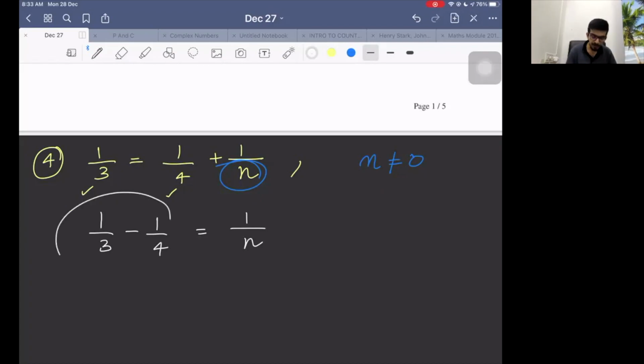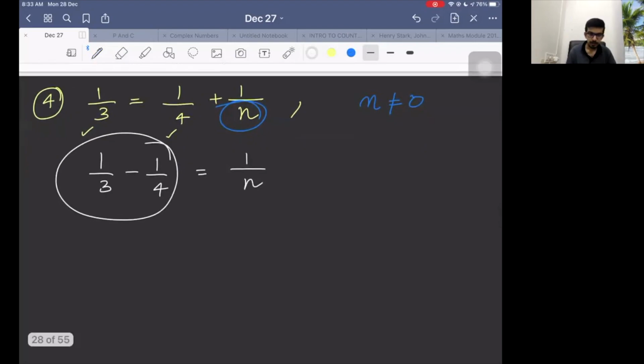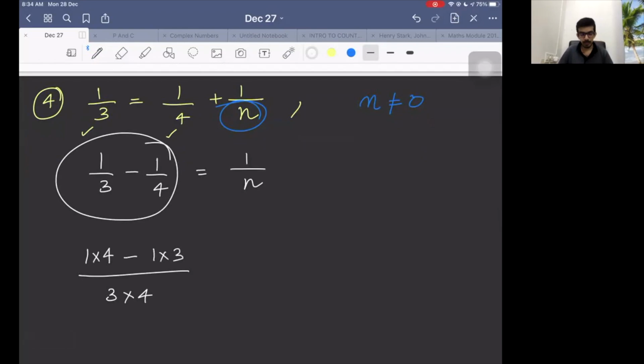Now, how do you simplify this fraction? I hope you are thorough with that. Please do not pick up your calculator. You have to create a common denominator. And in this case, the common denominator is 12. 3 into 4. So this becomes 1 into 4 minus 1 into 3. Does this make sense?